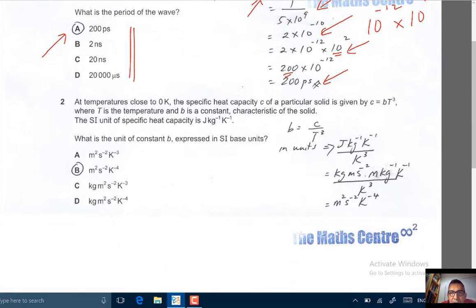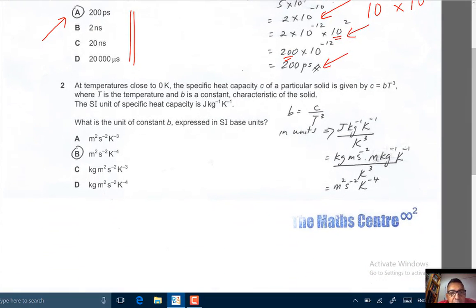Let's move on. Question number 2. At temperatures close to 0 Kelvin, the specific heat capacity C of a particular solid is given by C equals BT cubed. T is the temperature and B is a constant, characteristic of the solid. The SI unit of specific heat capacity is joule per kilogram per Kelvin. Now, what is the unit of constant B expressed in SI base units?